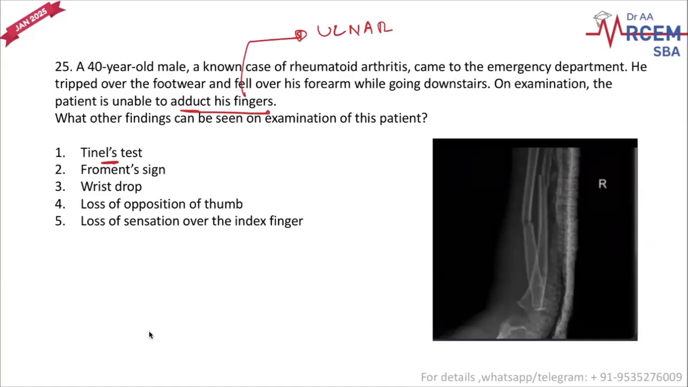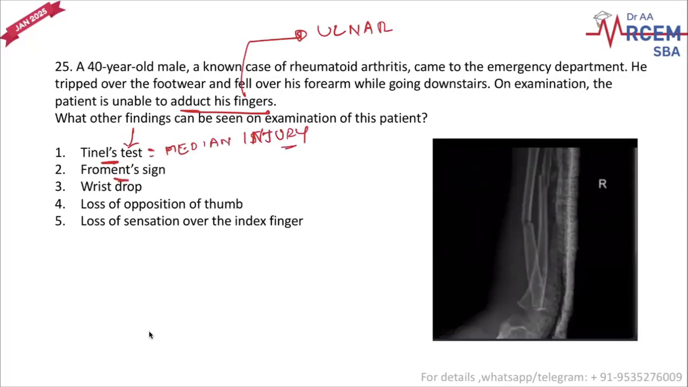Tinel sign. What is Tinel sign? Tinel sign is tapping over the wrist. Tapping over the wrist will increase the pressure in the compartment and will cause numbness in the distribution of the median nerve. So this test is done to see if any median nerve injury is there. So remember, they might use it in some of the questions. This test is done to suspect or test for median nerve injury because of carpal tunnel syndrome.